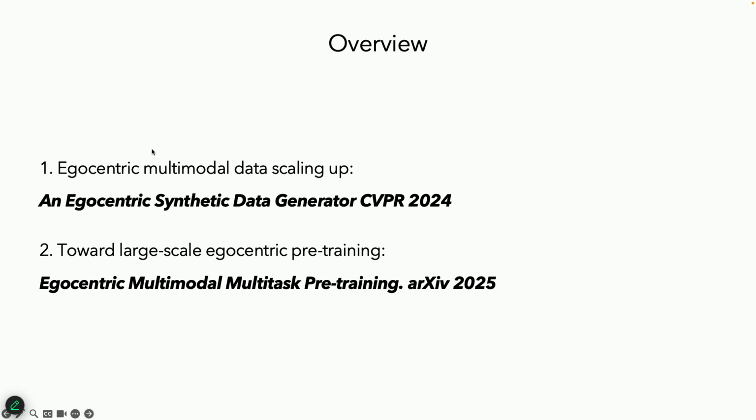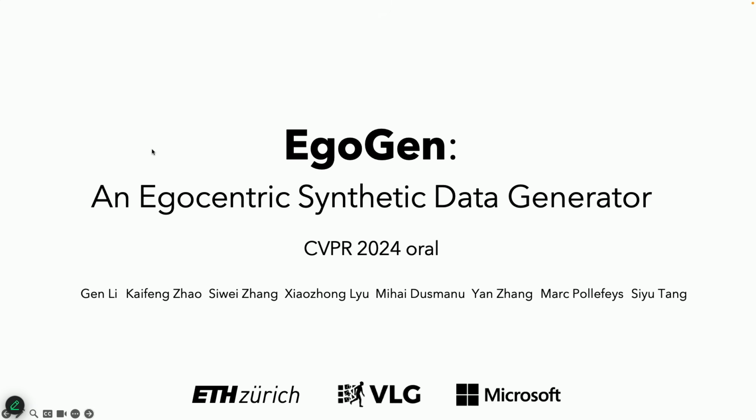Towards this goal, we have been working on two projects. The first one is egocentric multimodal data scaling up. We presented an egocentric synthetic data generator last year at CVPR 24, so I will first talk about this work. And then the second one is a follow-up work, where we start to explore how to do large-scale egocentric pre-training. It's egocentric multimodal multitask pre-training, which we just put on arXiv. Okay, so let me start with EgoGen, an egocentric synthetic data generator.